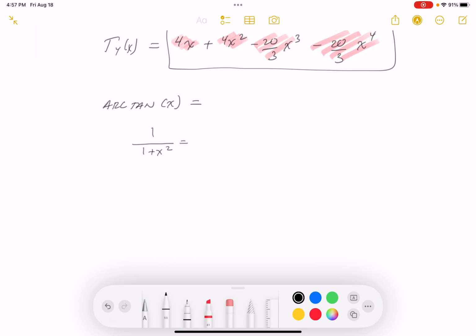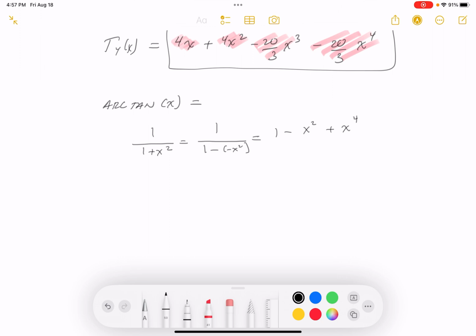All right, let me write it down for you. 1 over 1 minus a minus x squared, like that. And what would you get over there? 1 minus x squared plus x^4. I think you get the idea what I'm doing.